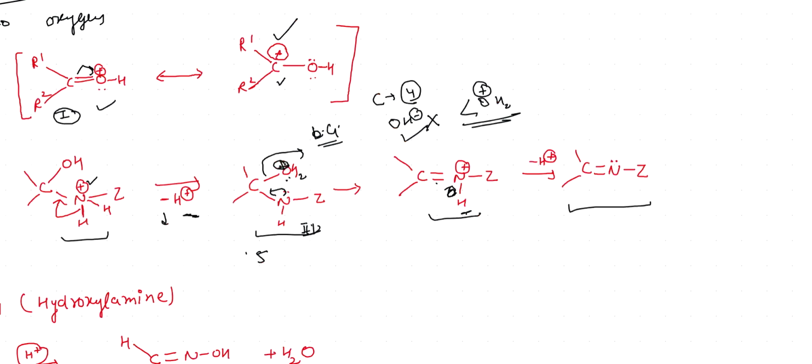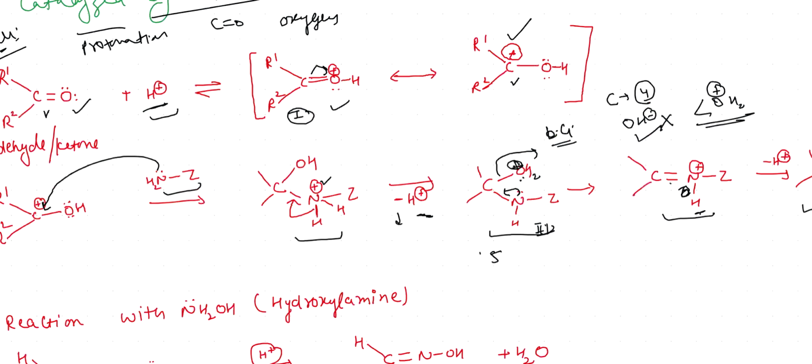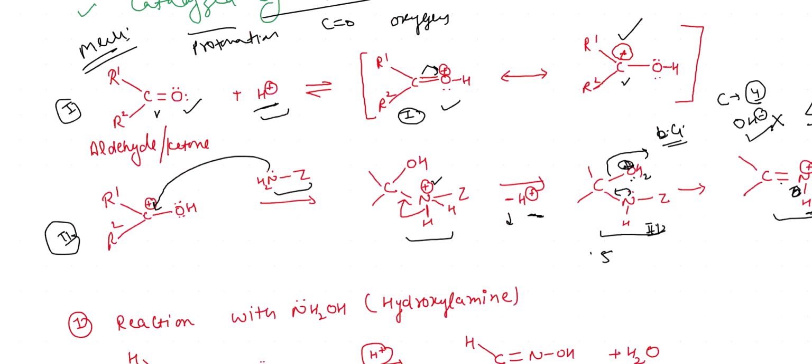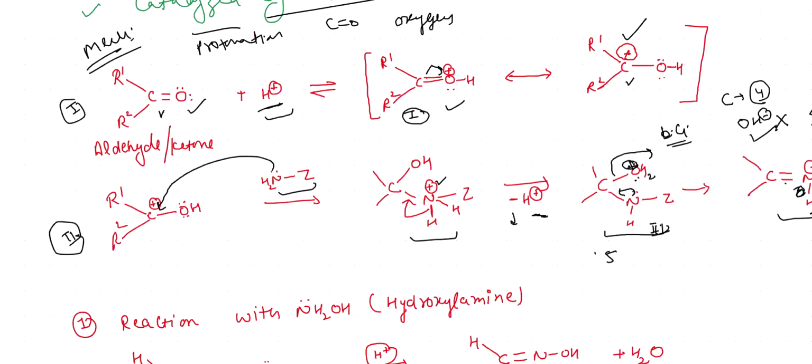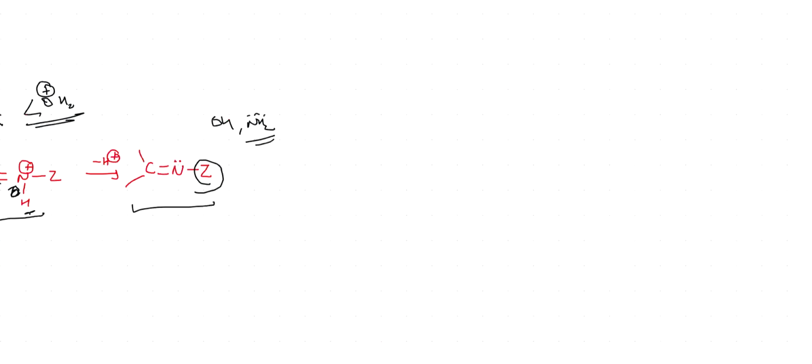There is a double bond between carbon and nitrogen, and Z is somewhat else, like OH group, NH2 group. It may be any group. Yeah. So this is the general mechanism when the substituted ammonia derivatives react with aldehydes and ketones. Clear? Okay. Now, our question is why we have used the acidic medium. Clear? So this is the important question.